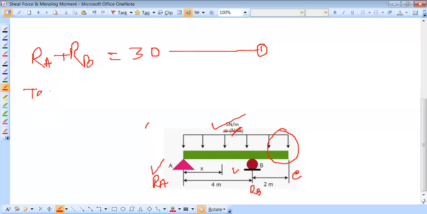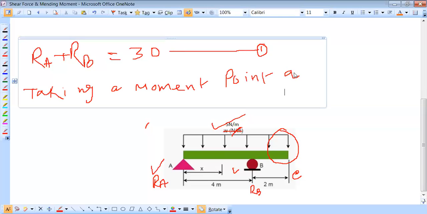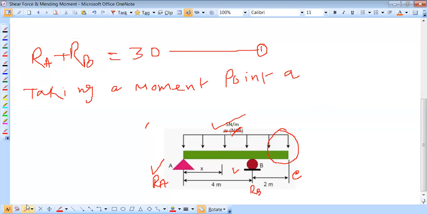So here we write: taking moment about point A, capital A. As you know, taking a moment about point A, we take RB into the total distance, which is AB equal to 4, equal to the moment of the total load.